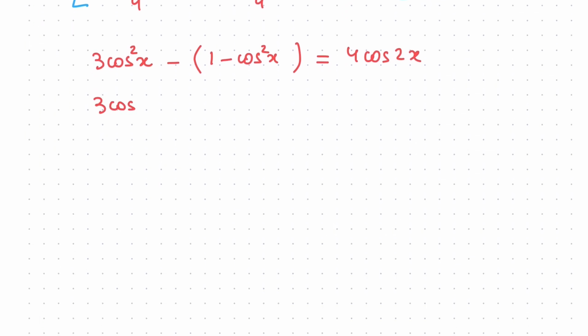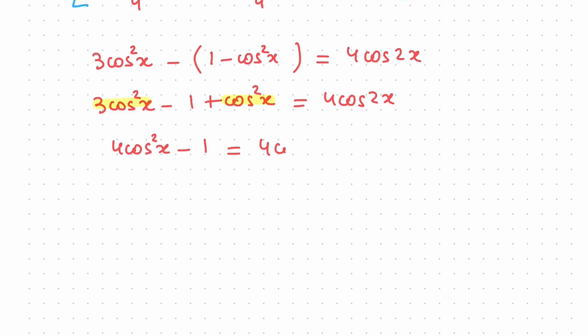3 cos square x minus 1 plus cos square x, this is equal to 4 cos 2x, and we can combine these two terms, this one and this one. So this is equal to 4 cos square x minus 1 is equal to 4 cos 2x. Okay, now what do we do?